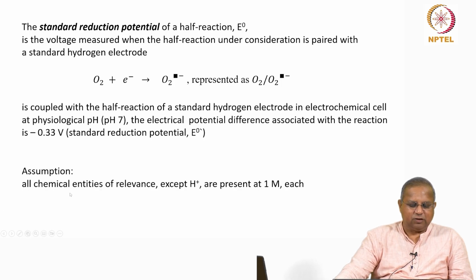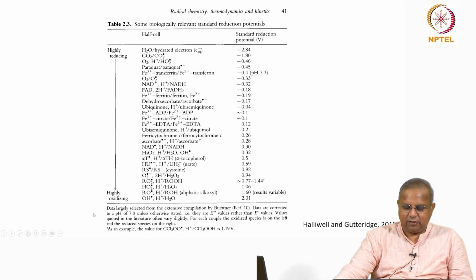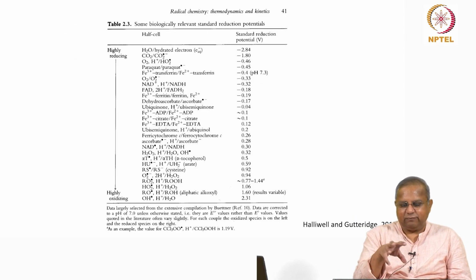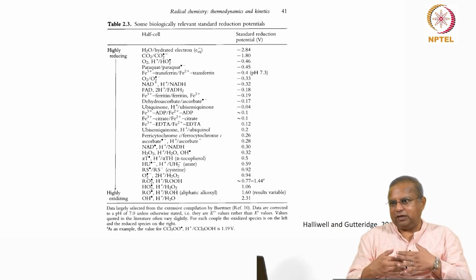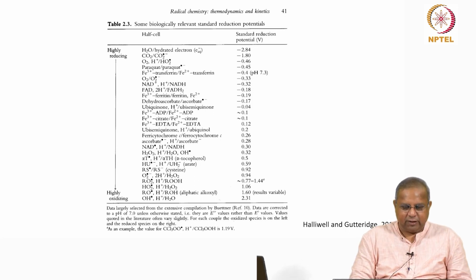The assumption here is that all chemical entities of relevance, except hydrogen ions, are present at 1 molar each in standard conditions. And since we are interested in biological systems, the pH is the physiological pH of 7. People have measured this multiple times and compiled it; there are many compilations. This is from your textbook. In my book, I have used this, and many other sources, and put together a much longer list. You need to wait for the book to come out to get that.